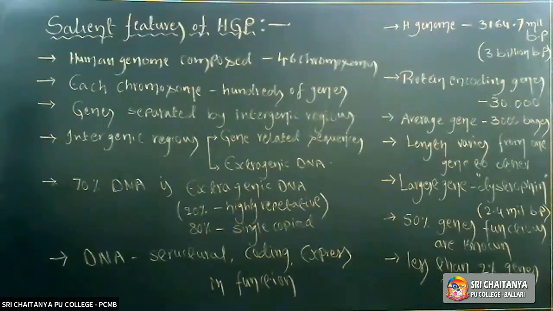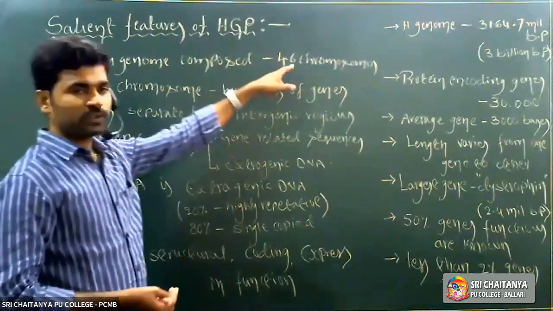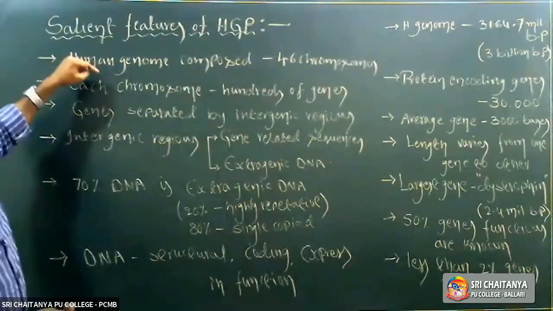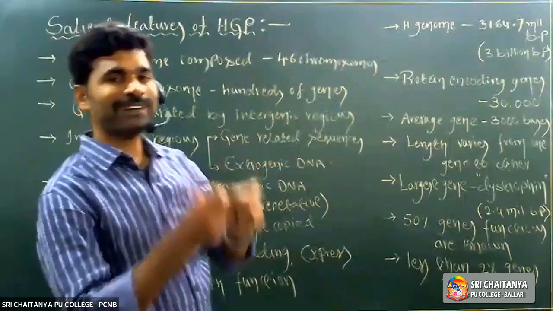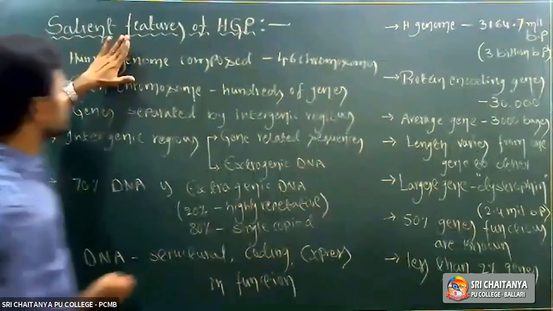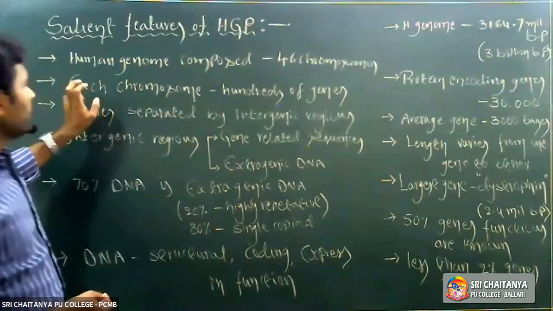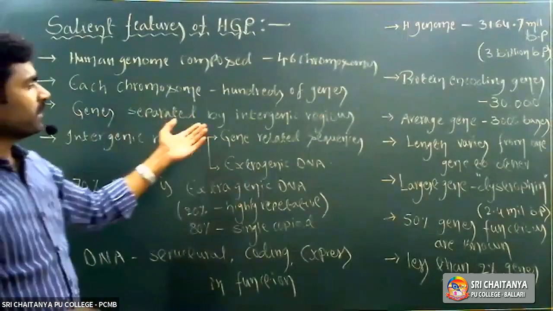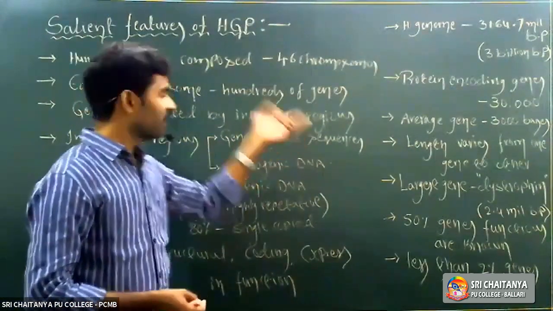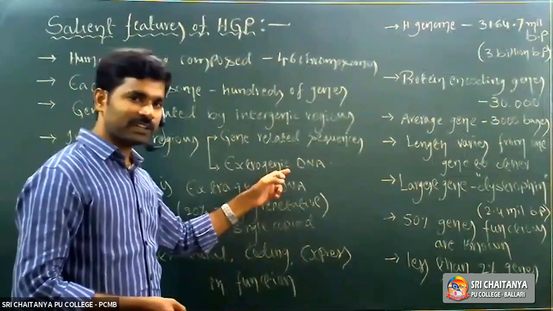Note these features one by one. Again, I'm repeating: the human genome is composed of 46 chromosomes. The genetic material or DNA of all 46 chromosomes is considered the human genome. Each chromosome consists of hundreds of genes. Genes are separated by intergenic regions, which include gene-related sequences and extragenic DNA.